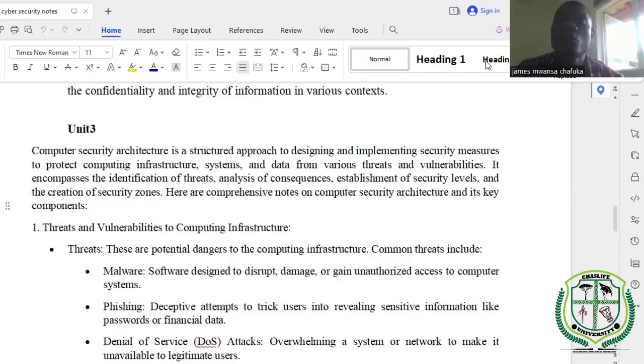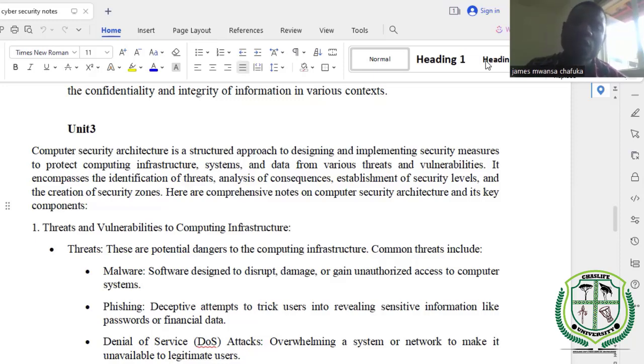Common threats can include malware. When you talk of malware, these are software designed to disrupt, damage, or gain unauthorized access to computer systems.